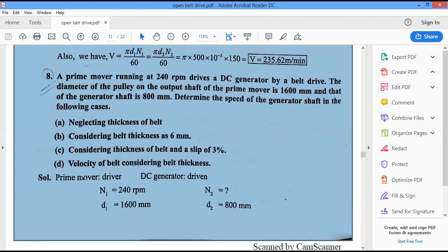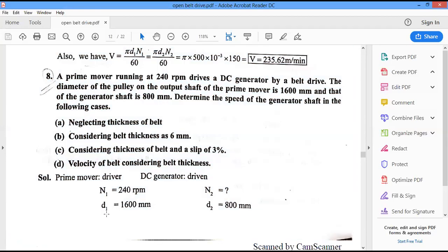So first we'll write out the data. N1 at the driver end is 240 RPM, which is already given in the question. D1 is also given, the diameter of the driving pulley, 1600 mm. Then N2, the speed of the generator shaft, we have to find. N2 at the driven end we don't know, so it is a question mark. And the diameter of the shaft at the driven end is 800 mm, which is given in the question. Now we'll solve for each one of these conditions one by one.